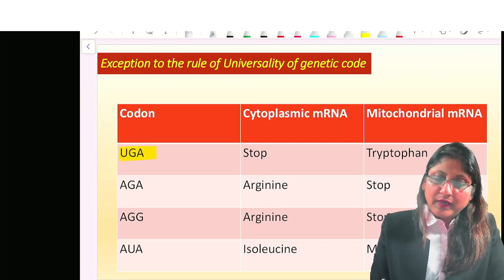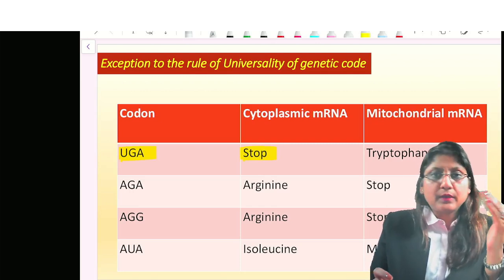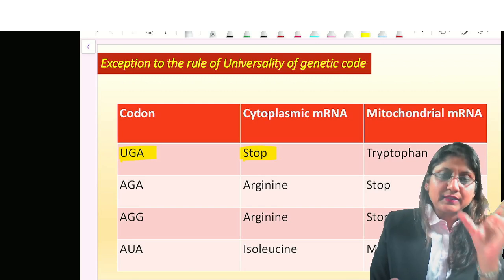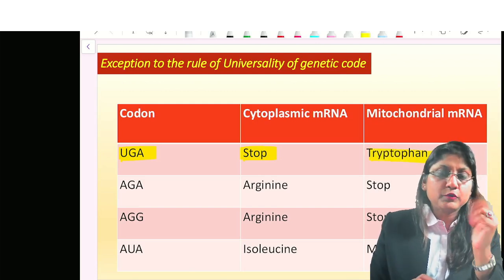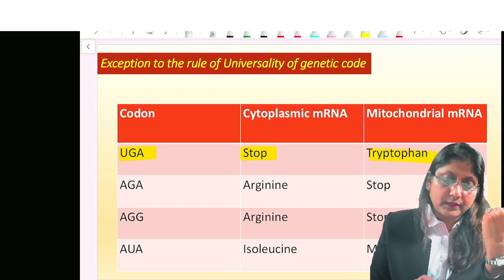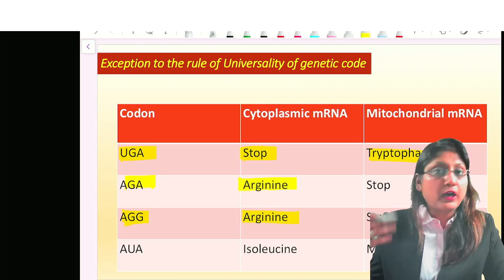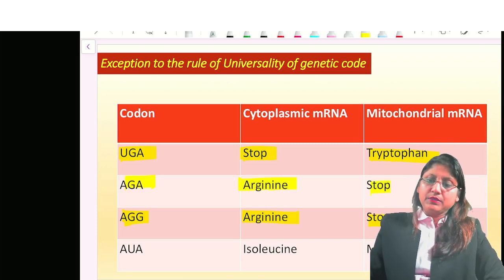UGA is a stop codon for the messenger RNA which is coming from nuclear DNA, nuclear genomic messenger RNA. But in mitochondria, it codes for tryptophan. So it's the exception to the rule of universality. Similarly, AGA and AGG, everybody knows that they are meant for arginine, but they act as a stop codon in the mitochondrial messenger RNA.